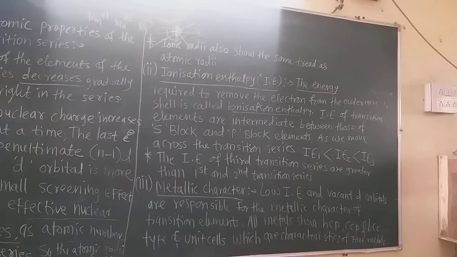The first d series is 3d, 4d is the second, and 5d is the third. The third transition series always has higher ionization enthalpy as compared to the first and second. This is asked in the examination. Give reason, for 2 or 3 marks, and that is the answer.